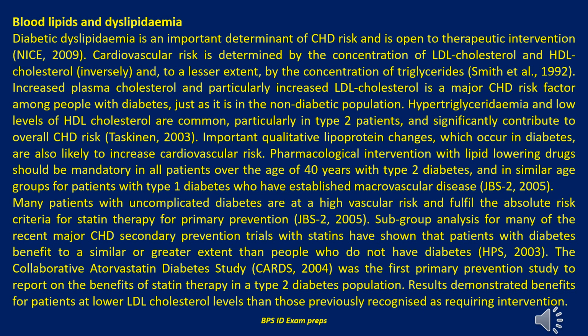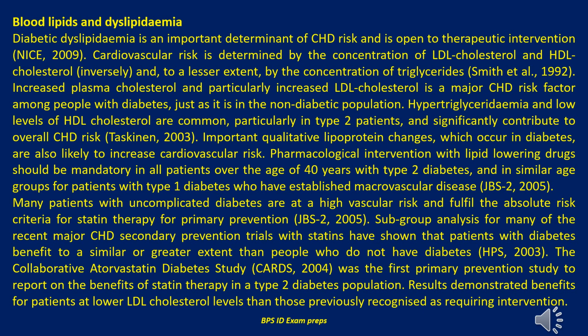Many patients with uncomplicated diabetes are at a high vascular risk and fulfill the absolute risk criteria for statin therapy for primary prevention, according to JBS2, 2005. Subgroup analysis for many of the recent major coronary heart disease secondary prevention trials with statins have shown that patients with diabetes benefit to a similar or greater extent than people who do not have diabetes, according to HPS, 2003.